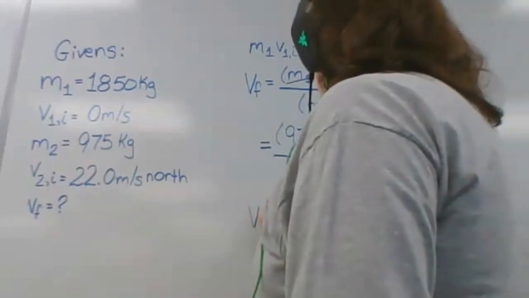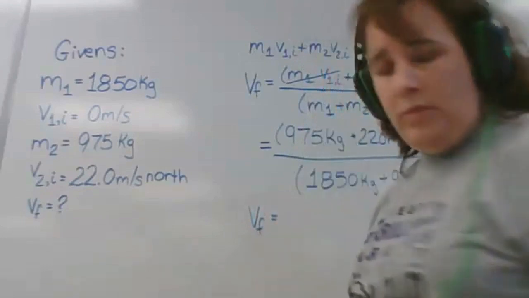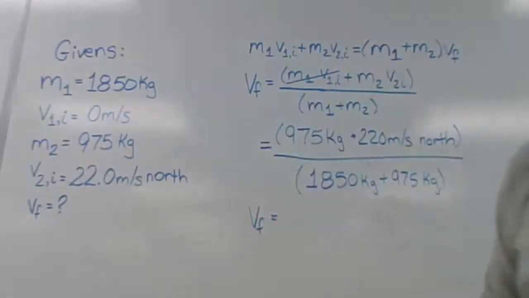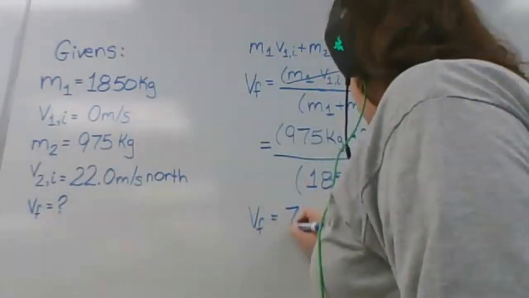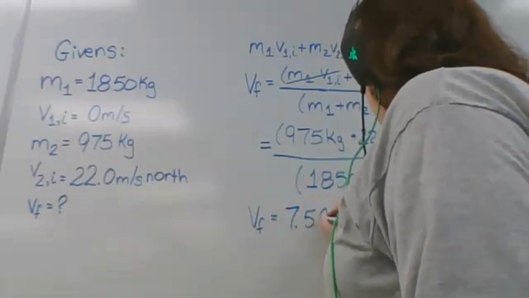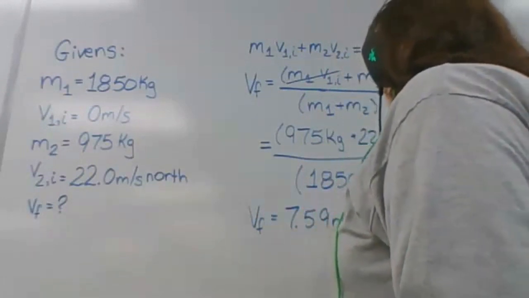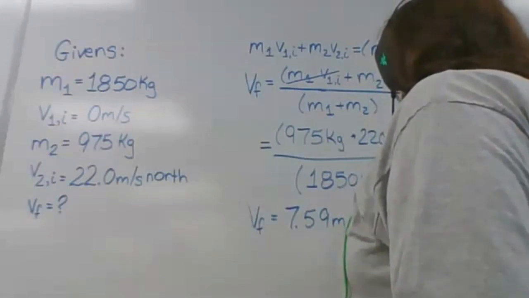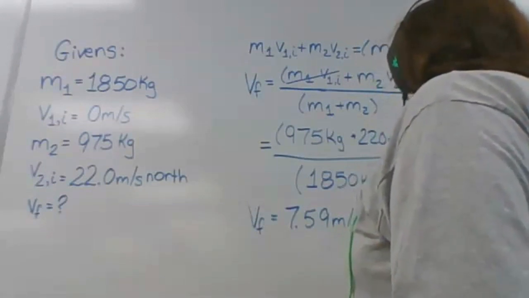So my velocity final becomes 7.59 meters per second north. So to the north.